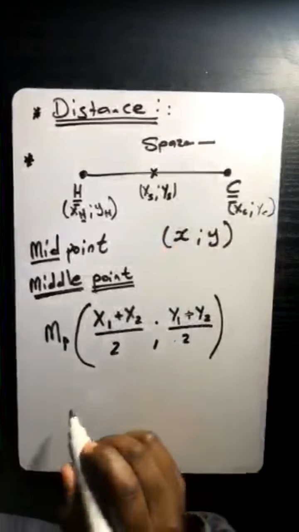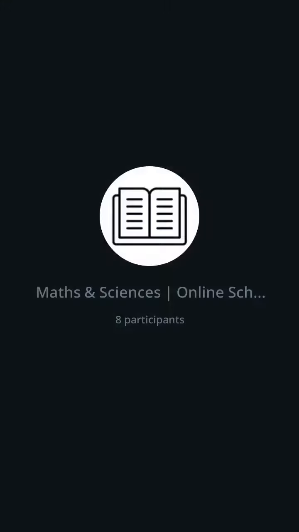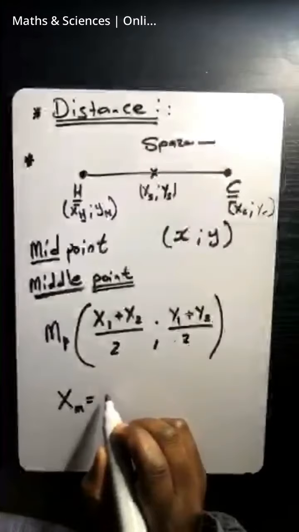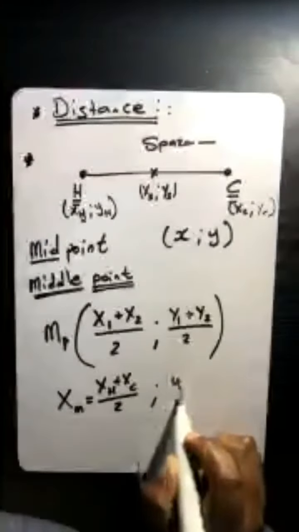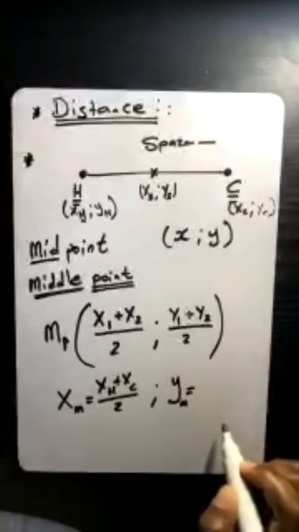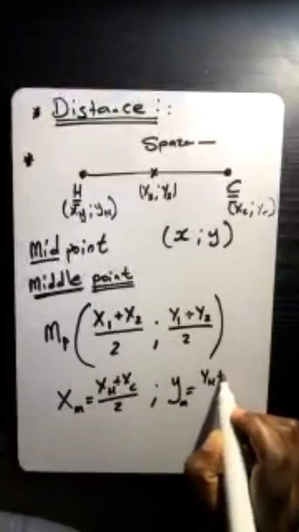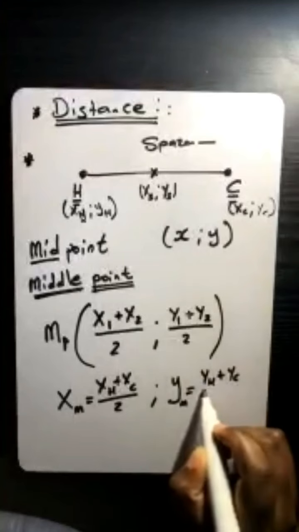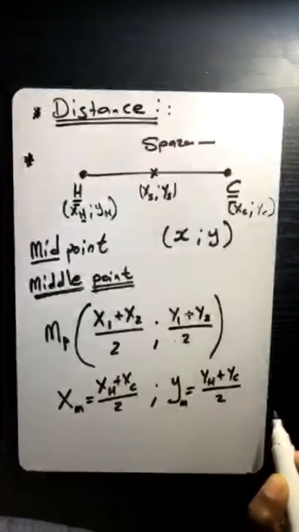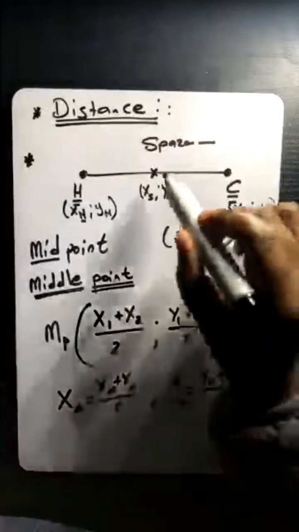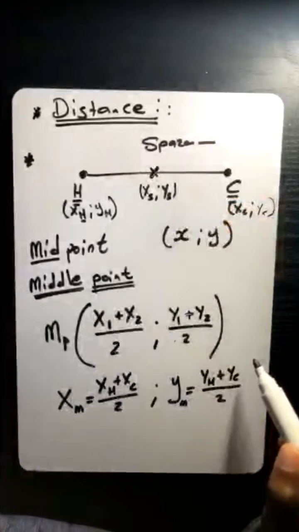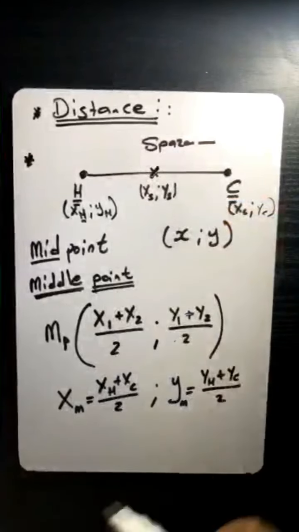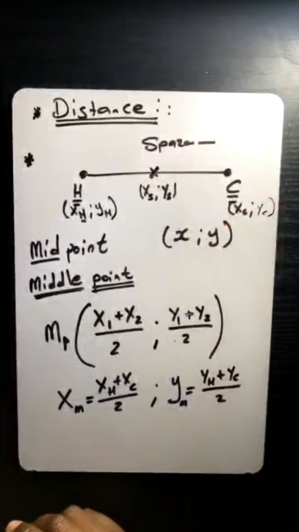So in short, x of the midpoint is equal to x of the house plus x of the clinic, divided by 2. And for the y value, it is y of the house plus y of the clinic, divided by 2. It gives you the coordinates of the middle point. That's all you need to be aware of regarding the midpoint formula.